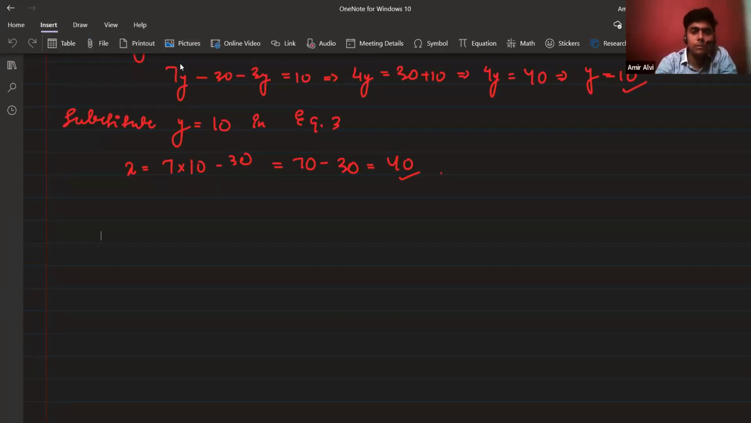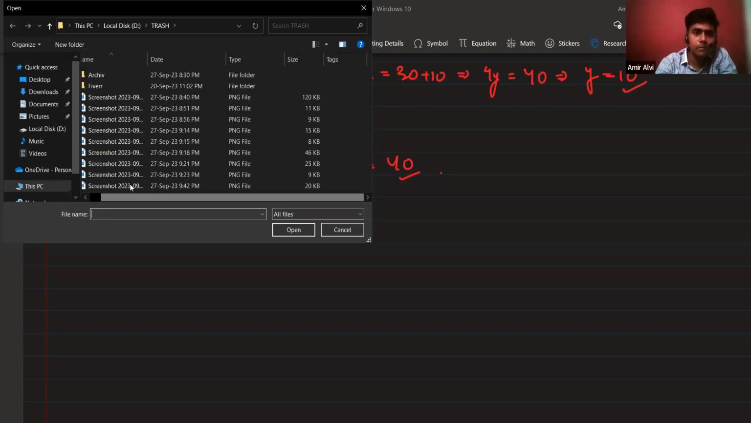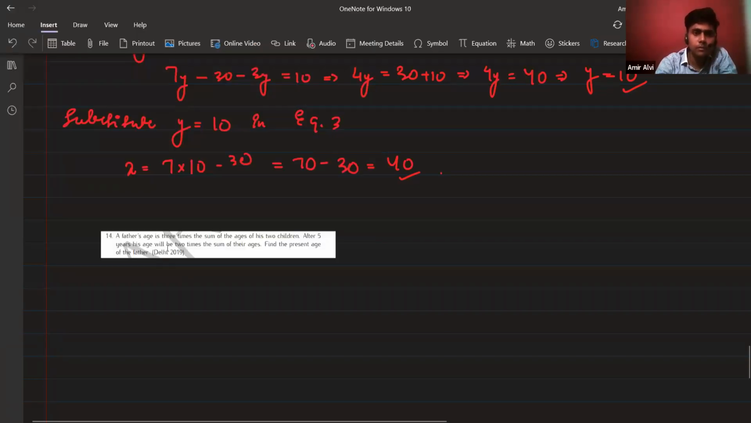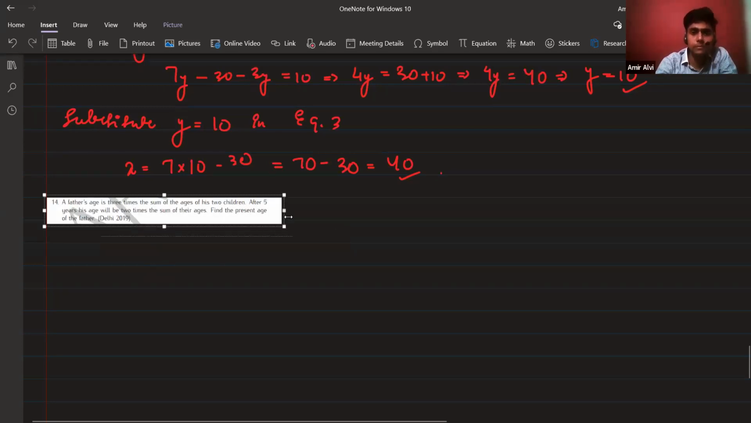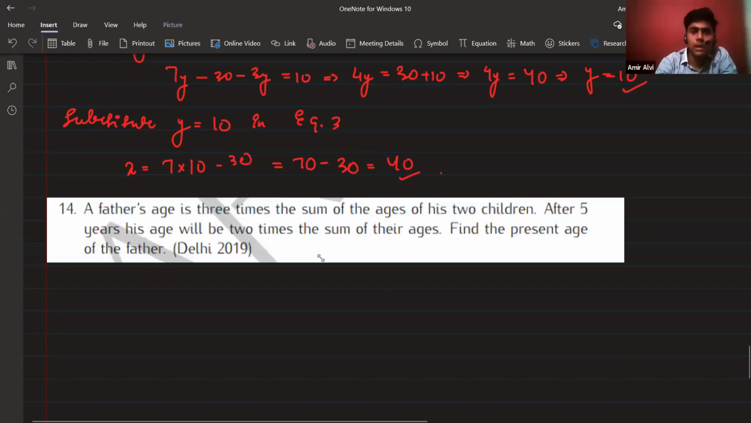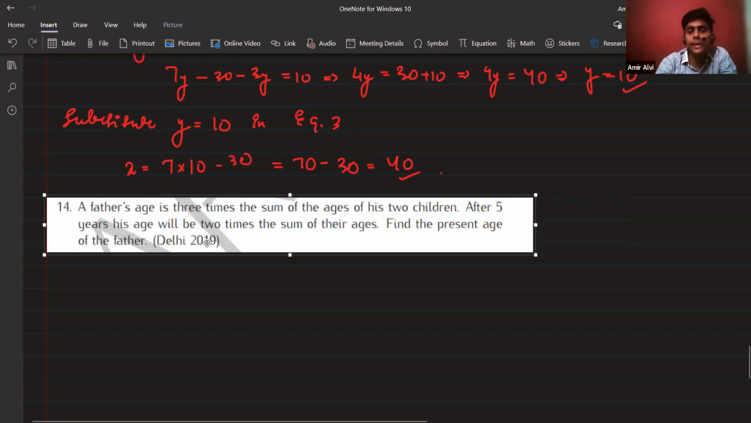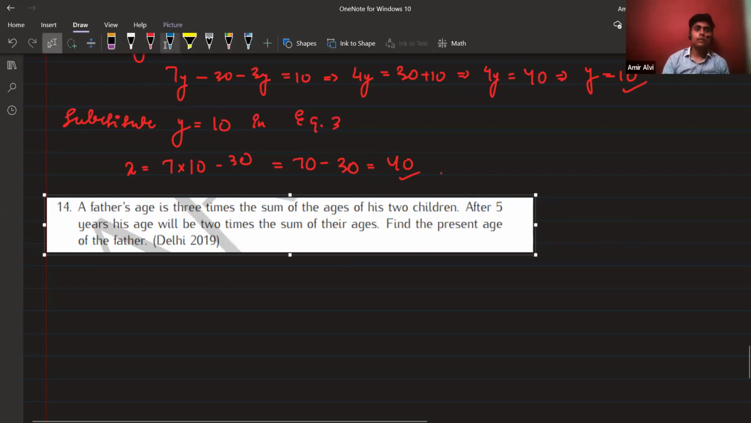Sir, are these common questions in both the standard and basic papers? Yes, basically these are previous years' CBSE questions, as you can see, Delhi 2019. So this question was there for both standard and basic. As you already told me, a similar type of question was there in the school exam, like the previous one, I think so.